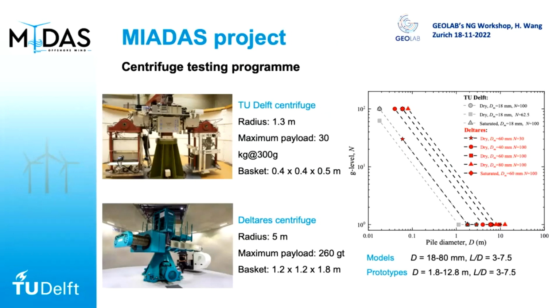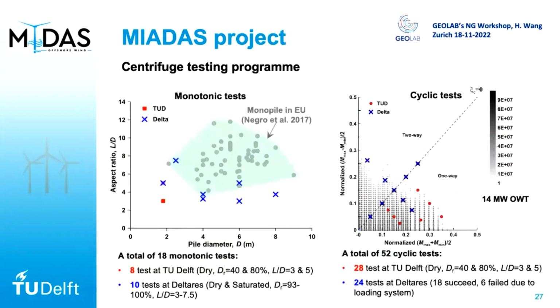And so what we did is, on the left, I show you a figure of what monopiles there are. As you can see, the green dots are from before 2017. And I think in recent years it should become much larger diameter, and the aspect ratio decreases. Basically, our modeling covered all the possible cases, and we performed quite many tests in different density sand, different pile configurations, and both saturated and dry sand.